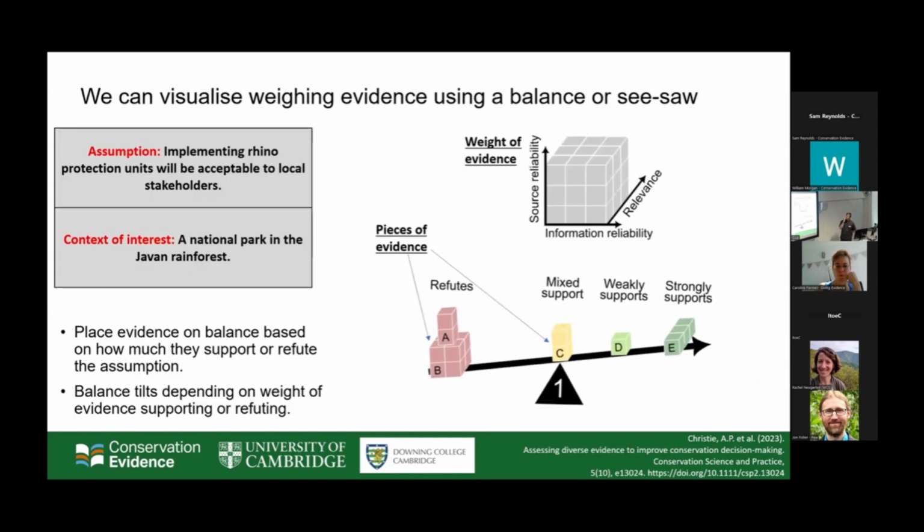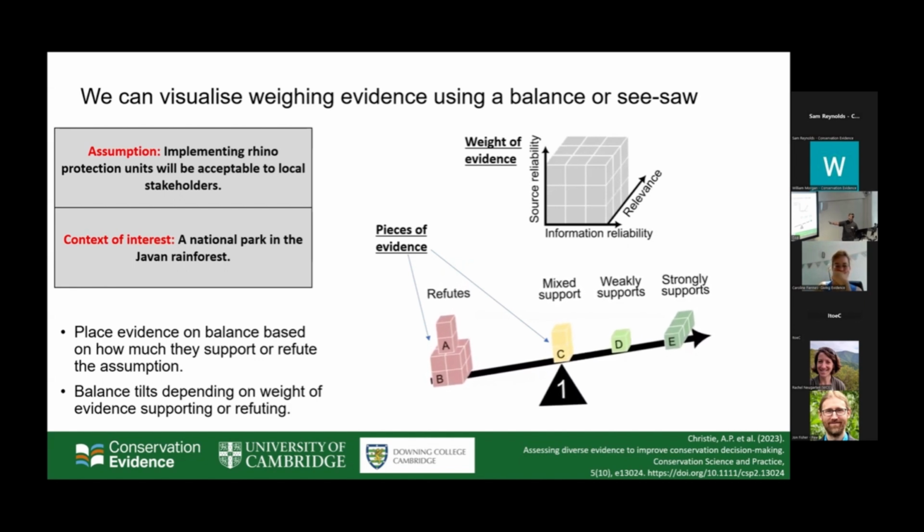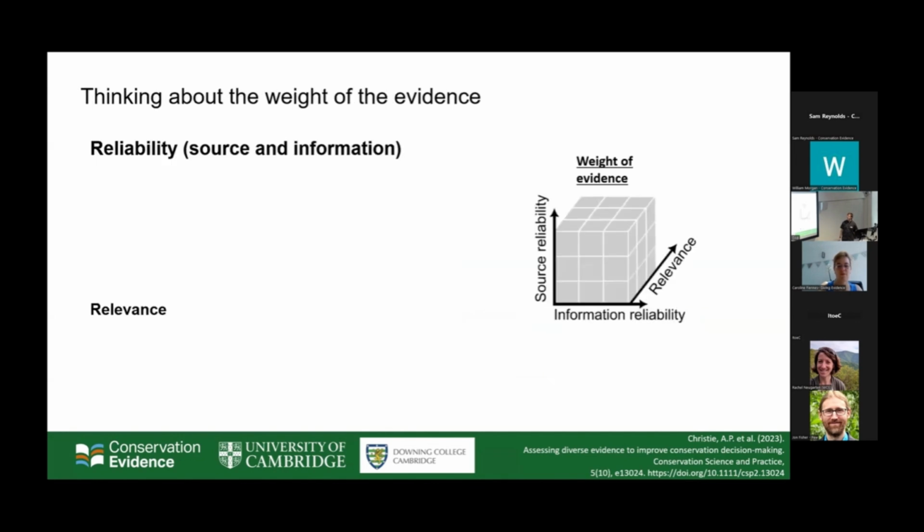The conceptual model we've come up with to do this looks like a seesaw. You take one of these assumptions and you then gather pieces of evidence. These can be any kind of evidence, like I mentioned before, and you put them on the balance depending on how much they refute or support the assumption you're making. The size of each piece of evidence is related to its weight, so how much do you trust it fundamentally? And then overall, the balance will tilt depending on whether that assumption is supported or refuted by the evidence that's available.